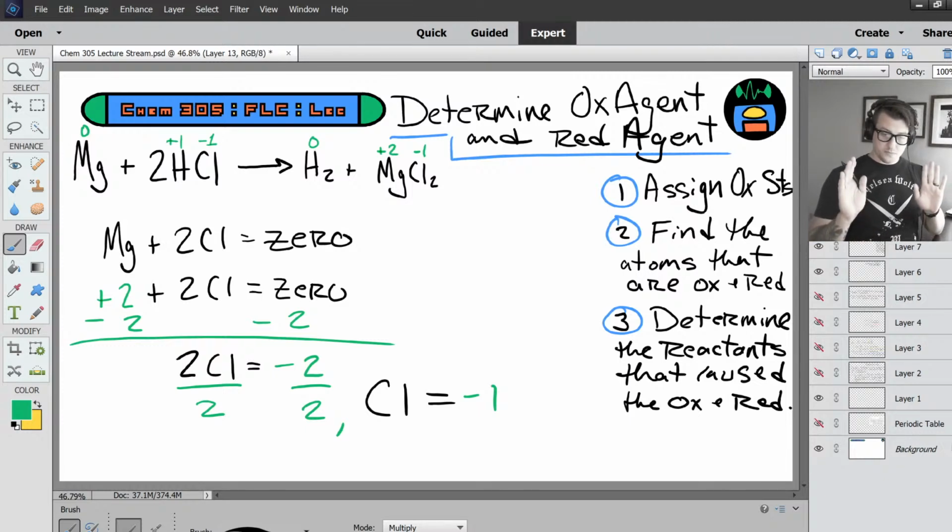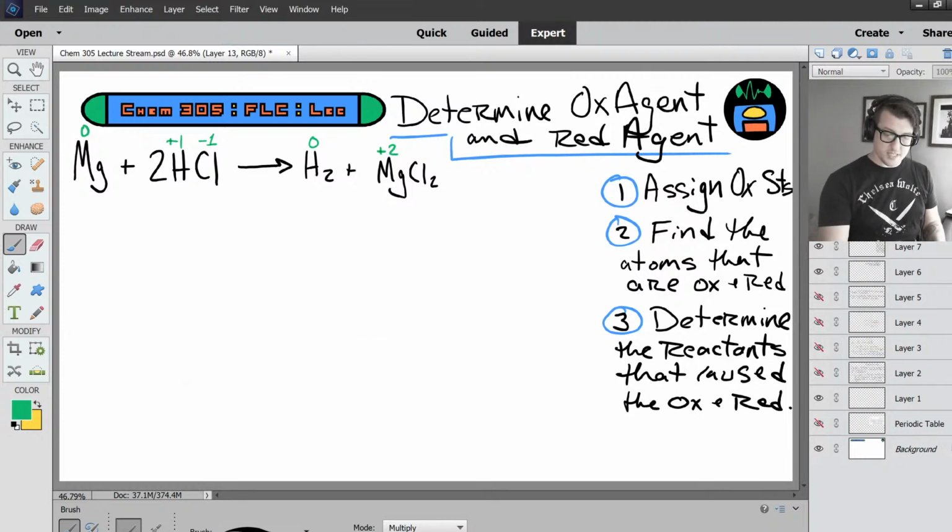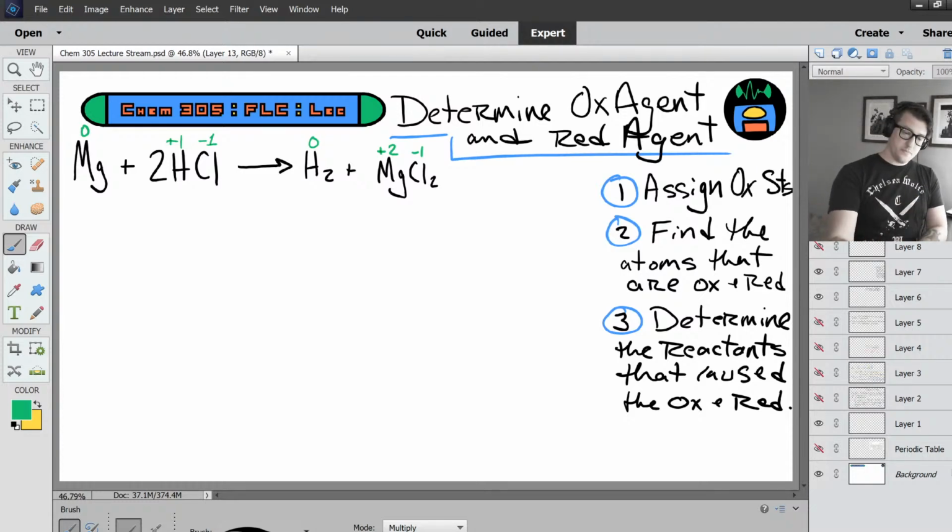All right, so we have assigned all of our oxidation states for all of our elements. So we've done step 1, assigned oxidation states. Next we have to find the atoms that are oxidized and reduced. To do that, you have to find which elements are experiencing changes in their oxidation states.